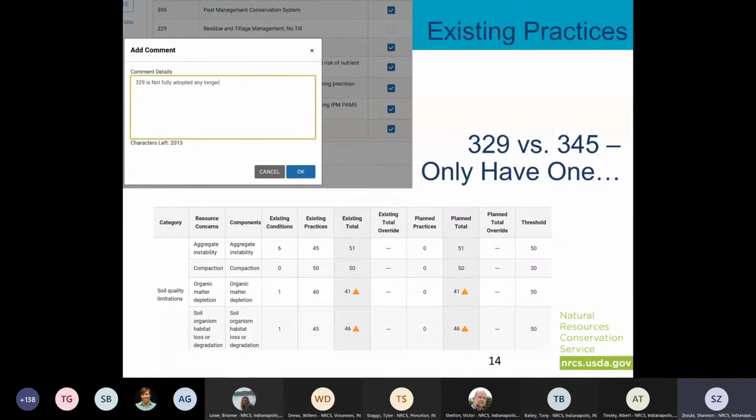Now we show that we are below the threshold, and we can talk to that farmer about adopting additional practices to get them above that threshold and move them into the next level of conservation. Comments or questions on that?